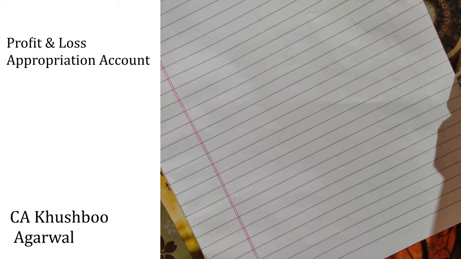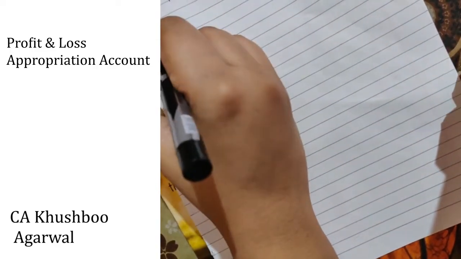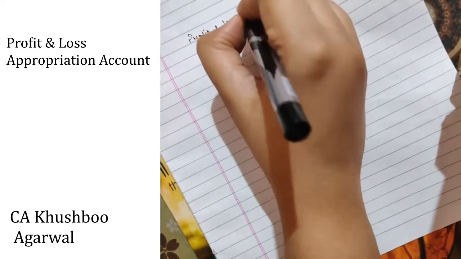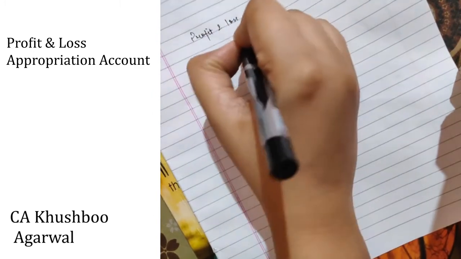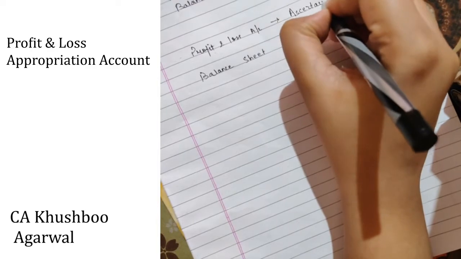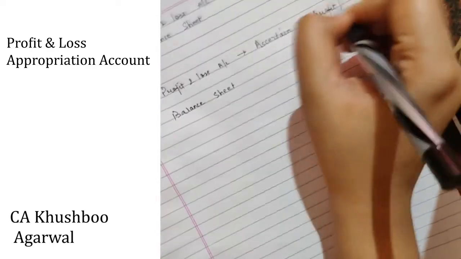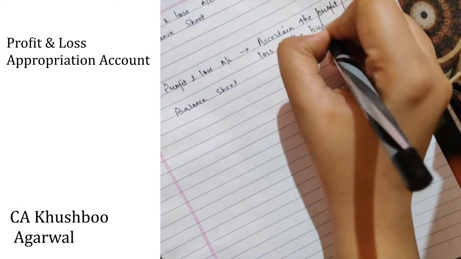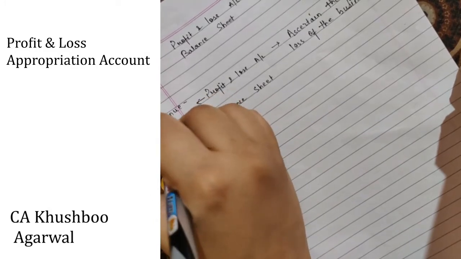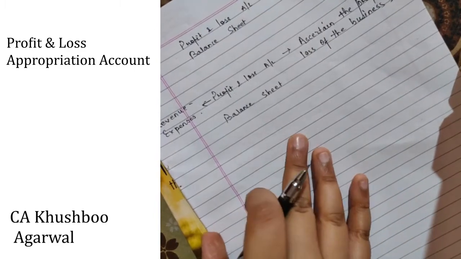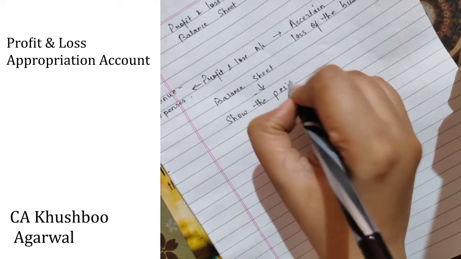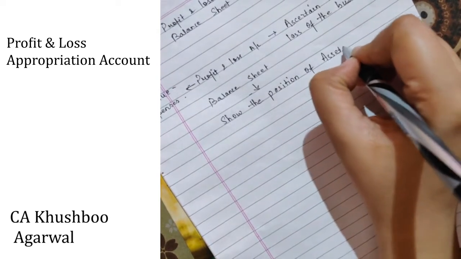So what is a profit and loss appropriation account? Till now, we have seen that in sole proprietorship business, we prepared two statements. One was a profit and loss account and second was the balance sheet. The profit and loss account was prepared to ascertain the profit or the loss of the business, that is, all the revenue minus the expenses. The balance sheet was prepared to show the position of assets and liabilities.